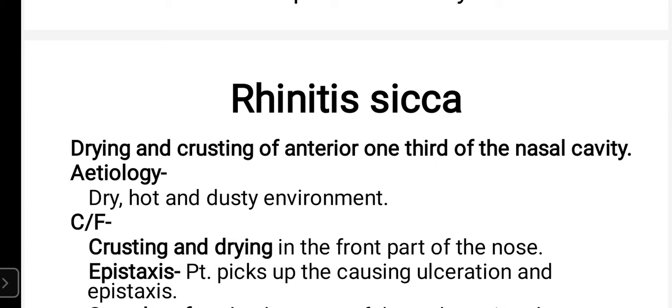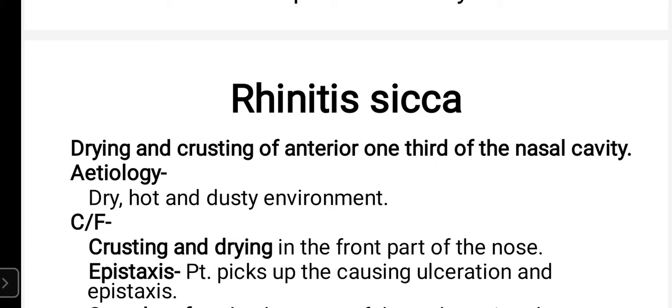Okay, now we'll start. The next topic is rhinitis sicca. It is characterized by crusting and drying in the anterior one third of the nasal cavity. The secretions dry up easily and form crust in the anterior one third of the nasal cavity only. There will be no crusting or drying in the posterior part.